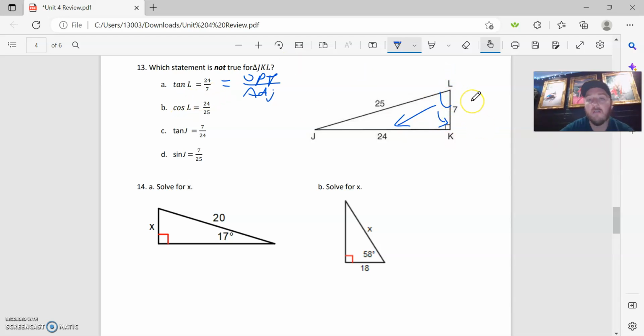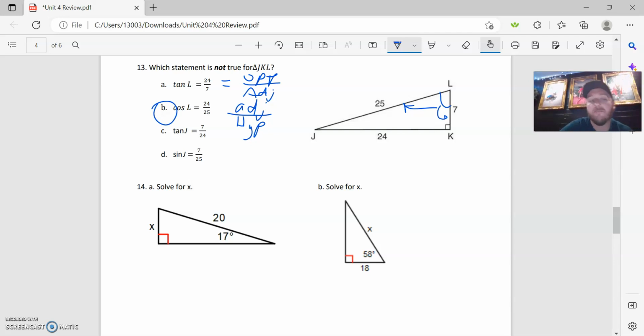Cosine of L. Okay, so let me erase those. We have the cosine of L. They want to know, let's just find out what it is. Cosine of L is 7/25. See, cosine is adjacent over hypotenuse. That's the definition of cosine. So when we look at L, the side next to it, the adjacent side, is 7 over the hypotenuse 25. That does not match, so our answer is B.